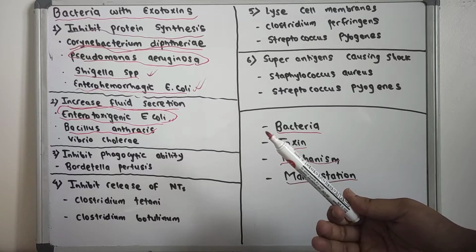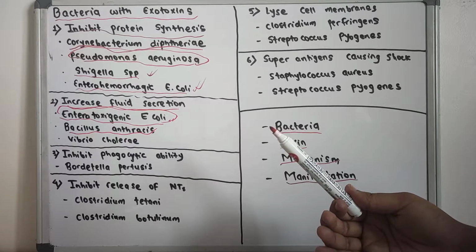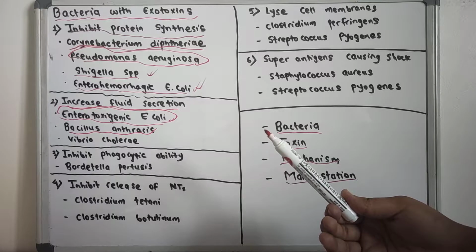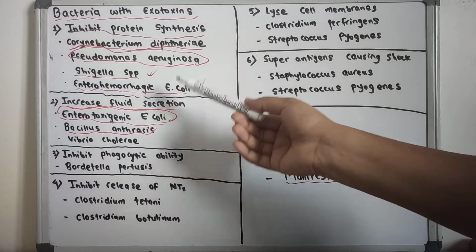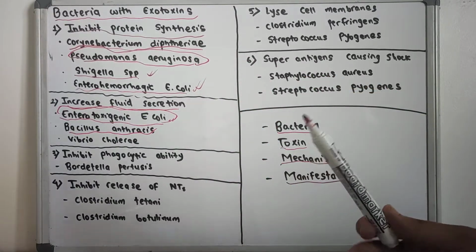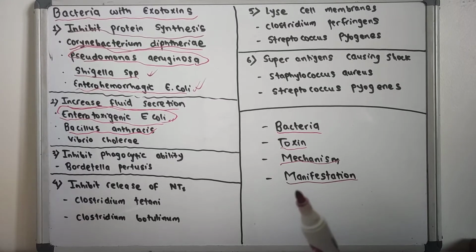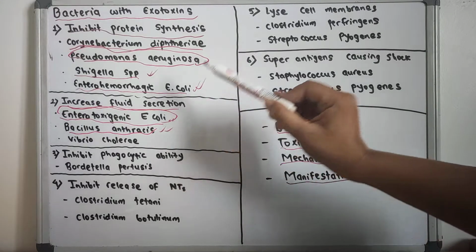So the anthrax toxin will mimic the adenylate cyclase. That means it will increase the cyclic AMP, ultimately increasing the fluid secretion. So we can see it is likely responsible for the characteristic edematous border of the black eschar in cutaneous anthrax, caused by Bacillus anthracis.